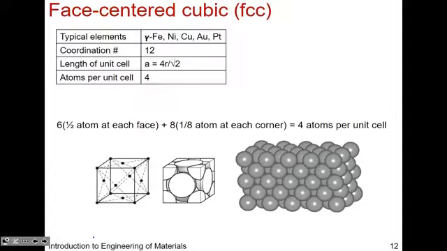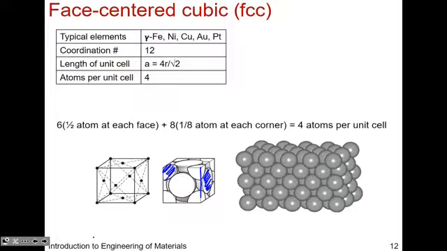So now this goes back to your question, what about the edges? Here, it's not really an edge per se, but we're talking about the face. So half of an atom is at each face, and you have 6 faces. And at the corner, once again, it's 1/8 of an atom.